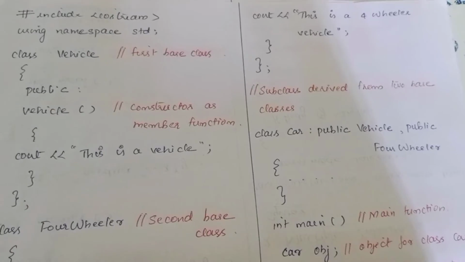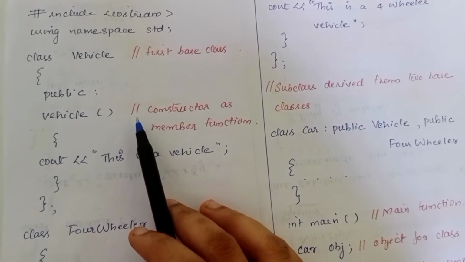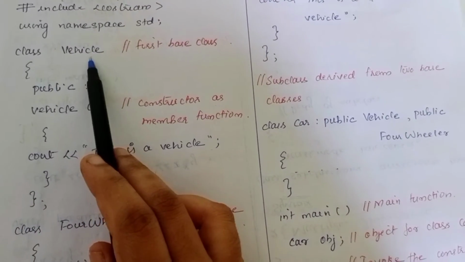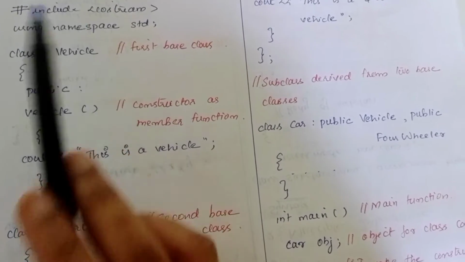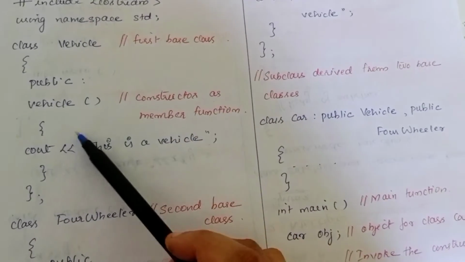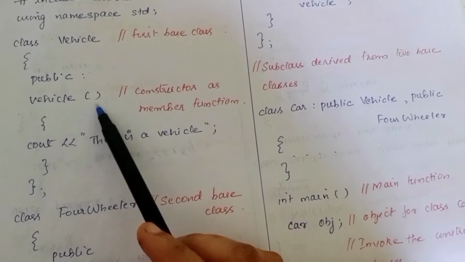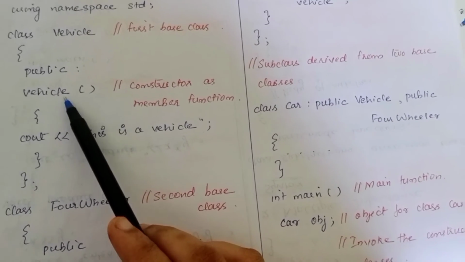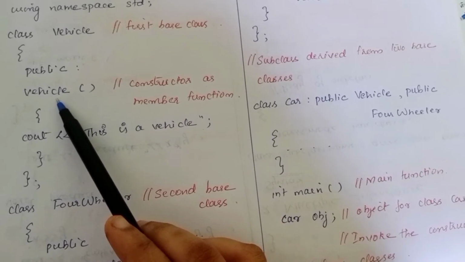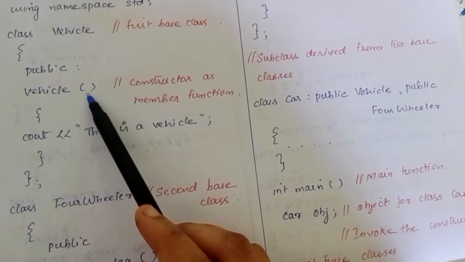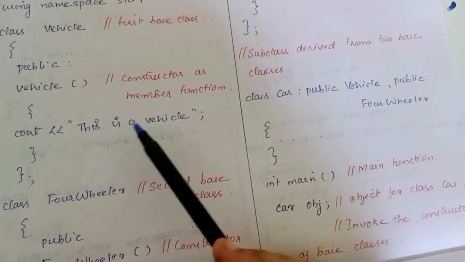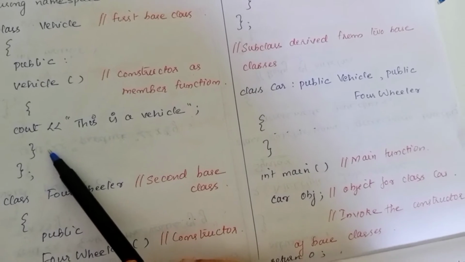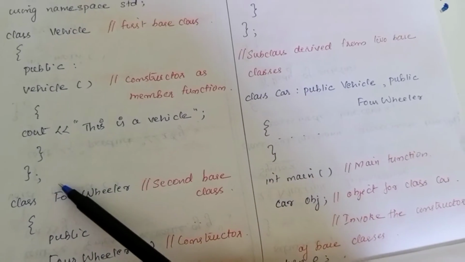This is a sample program of multiple inheritance. Here vehicle is the first base class, and inside it, instead of a member function, I created a constructor named vehicle. A constructor is also a member function. Inside it: cout, this is a vehicle. This is the task performed inside this constructor. Then close the base class.